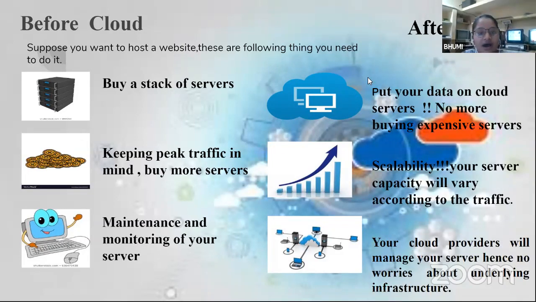So after this problem arose, the cloud came into the picture. What the industries and the corporate world do now is put all the data on the cloud servers. So now there is no buying of expensive servers for them. There was also the problem of scalability. As the traffic is increasing, it will automatically scale. So your server capacity will vary according to the traffic. And as we have the problem of maintenance and monitoring of the servers, all this maintenance and monitoring will be handled by the cloud provider.